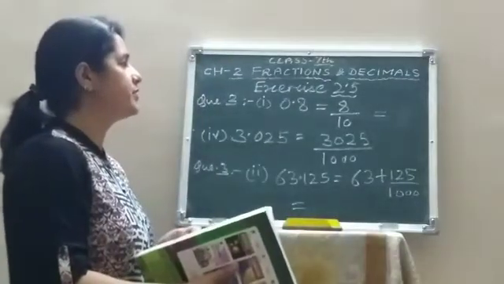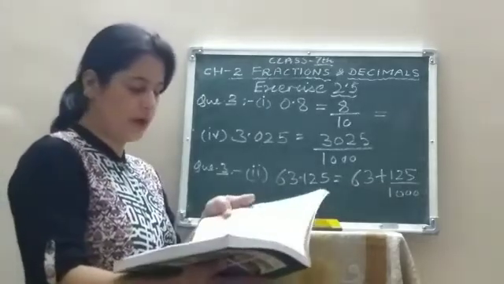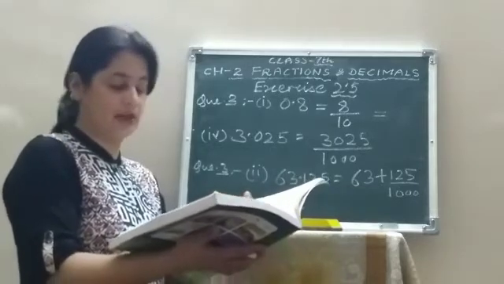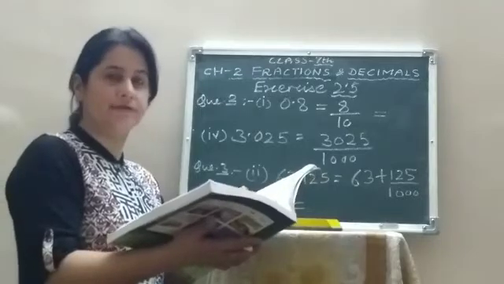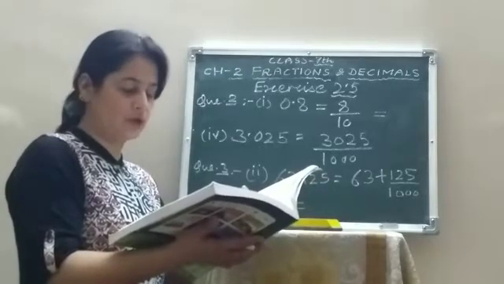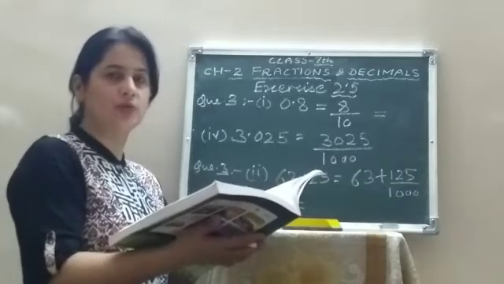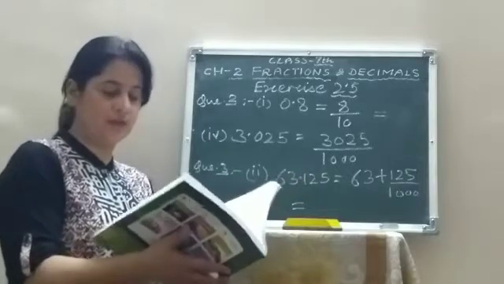Now children, let's start exercise 2.5. Question number 1 is easy. You can do it yourself. Here you have to write the place value of digit 2 in the following decimal numbers. Like in the first part, what is the place value of 2 in 2.56? The place value is 1, meaning 2 into 1 equals 2. So likewise you will do the rest of the parts.